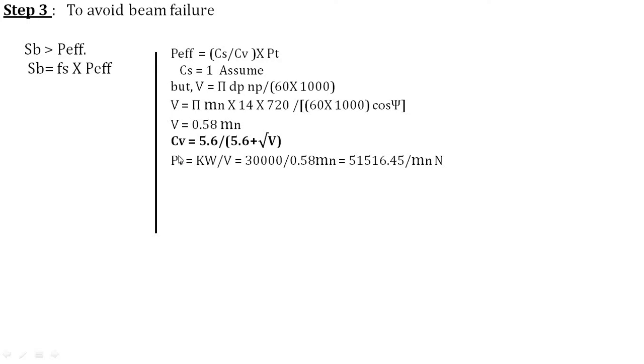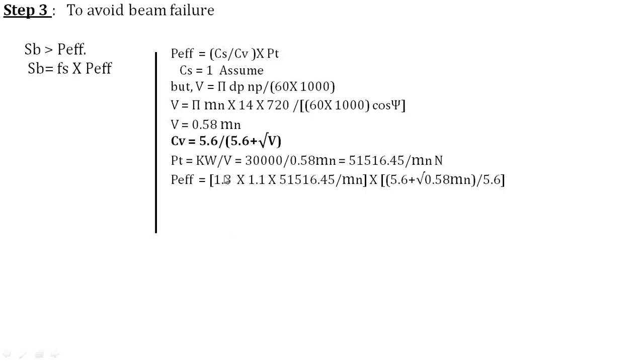The general formula to calculate the power is force times velocity. Here, interchanging the terms, we get Pt equals Kw by V. Kw means power, V is the pitch line velocity. So once again we will get the value of Pt in terms of the module only.